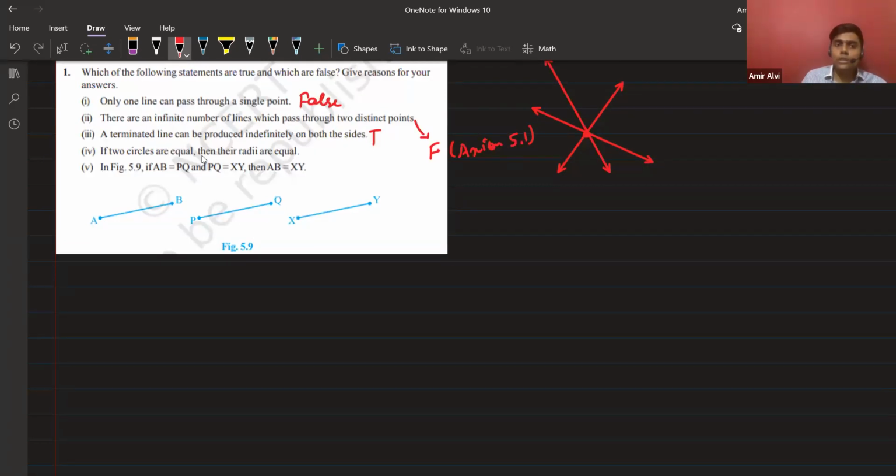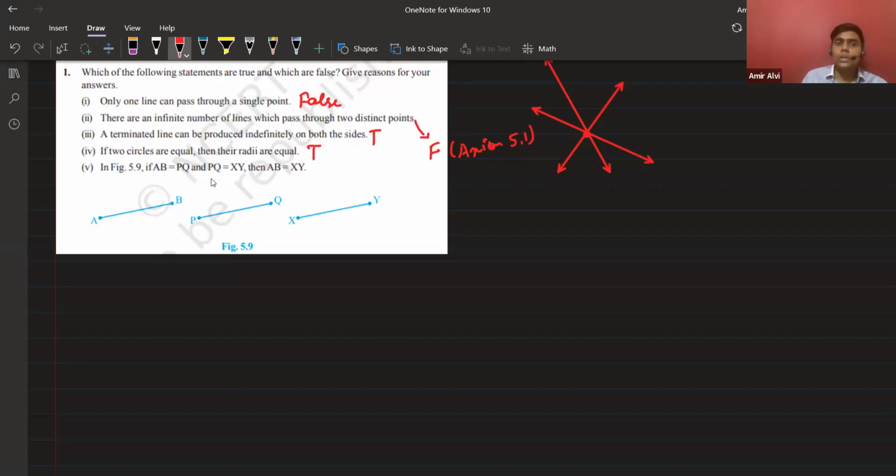If two circles are equal, then their radii are equal. The plural form of radius is radii. So now tell me, is this true or false? True, obviously true. If two circles are equal, which means they are directly coinciding, which means that everything is equal. So that's why their radii are equal.